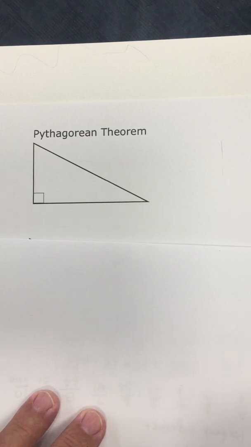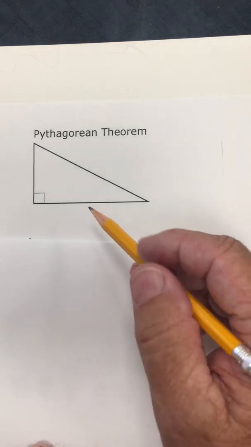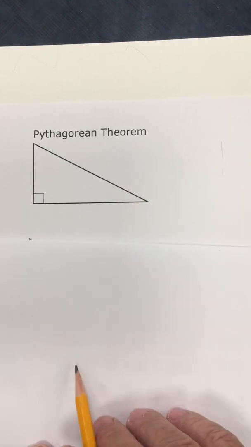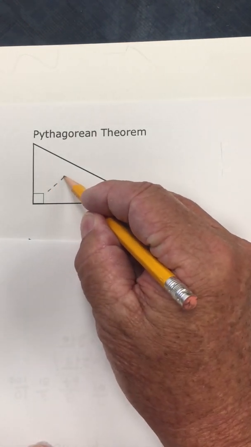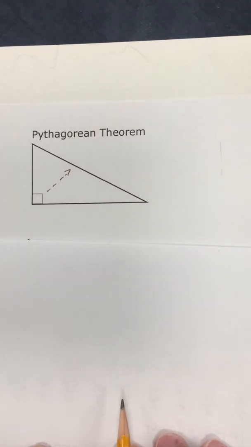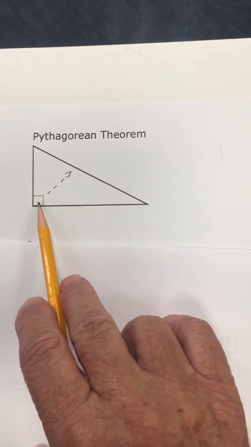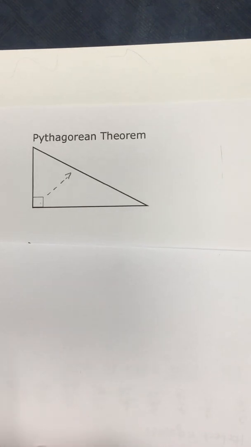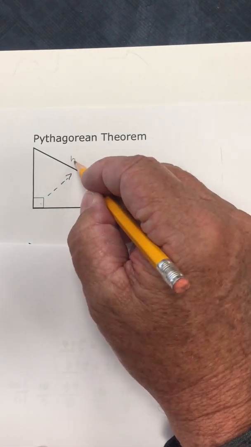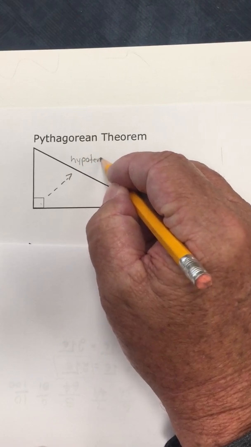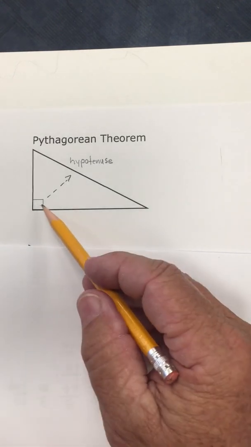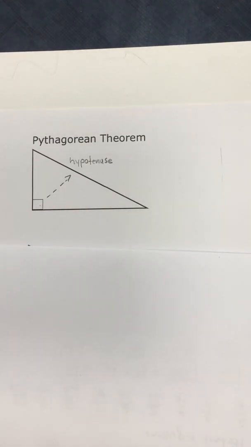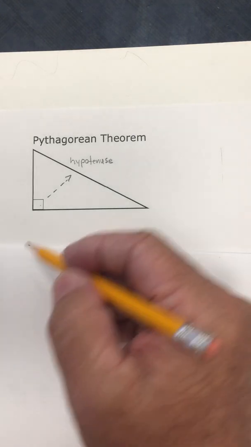Well, we have to learn some vocabulary first. All right? So the first word we need is the hypotenuse. The hypotenuse is the longest side, and it's always across from the right angle. We know this triangle is a right triangle because of this square, which marks the right angle. So this is the hypotenuse, and it is the longest side because it's right across from the right angle of the triangle.